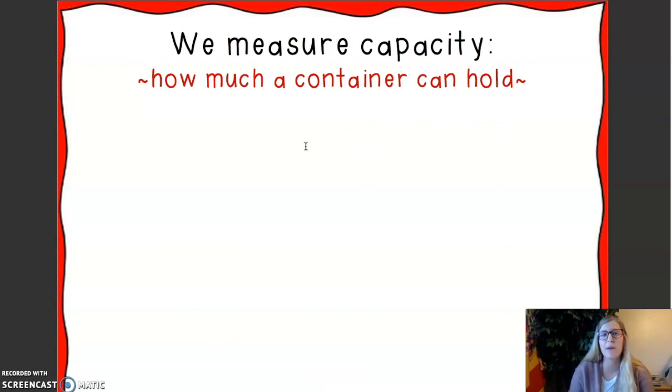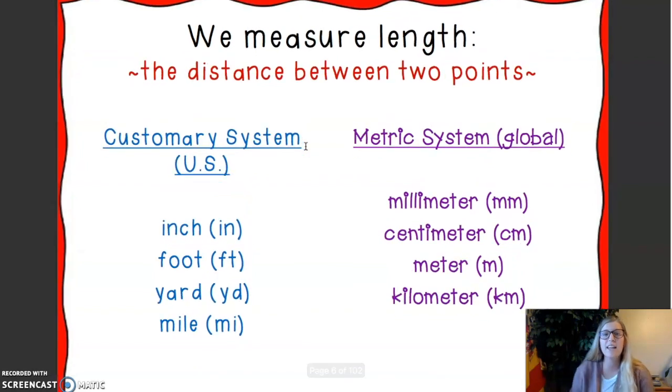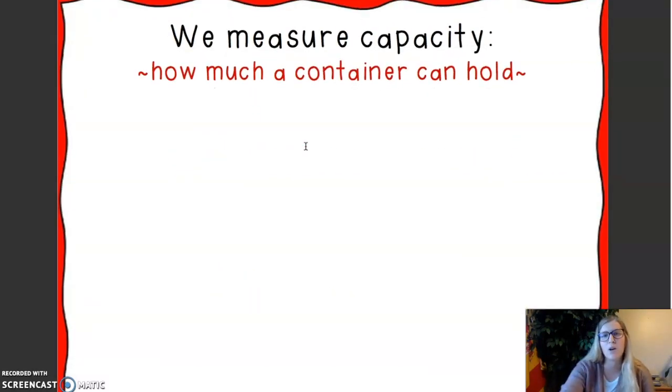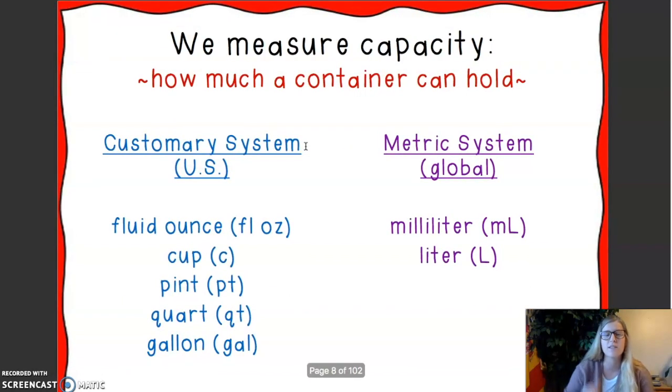We also can measure capacity, which would be how much a container can hold. So I'm going to just review that. The length is the distance between 2 points. That's what we're measuring. And capacity, we're measuring how much something can hold instead of how far something is. So our customary system, which is in the US, we see those measurements as fluid ounce, a cup, a pint, a quart, and a gallon. And you're hopefully familiar with some of those, specifically the cup and the gallon you've probably seen in your homes and used in cooking. The metric system, which is global, is milliliters and liters.